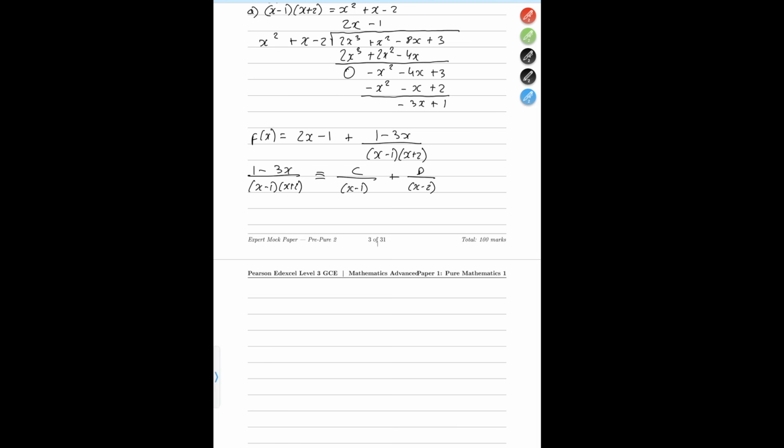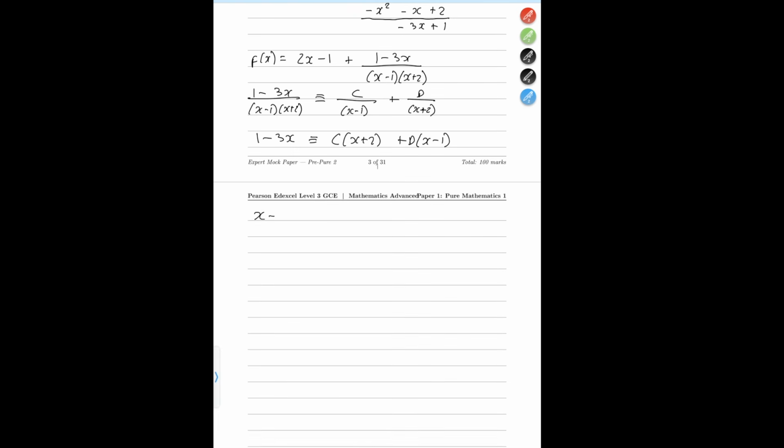Let's multiply by (x minus 1)(x plus 2). So we get 1 minus 3x is identical to c(x plus 2) plus d(x minus 1). Let's start by setting x equal to 1. That gives us minus 2 is identical to 3c, so c is minus 2 over 3. Now let's set x equal to minus 2. We get 7 is equal to minus 3d, so d is minus 7 over 3.